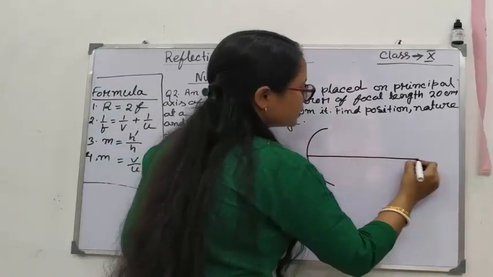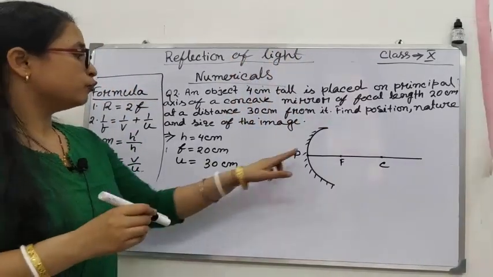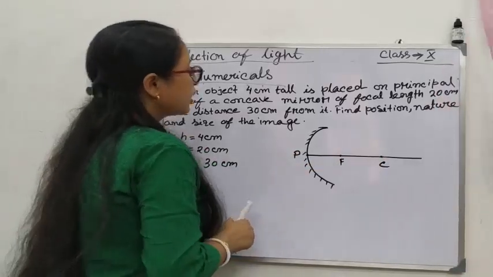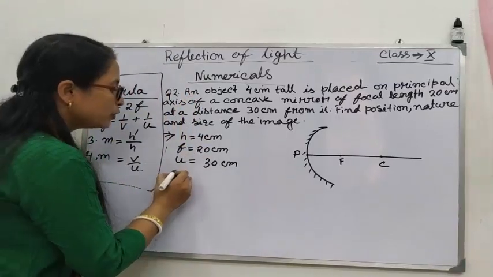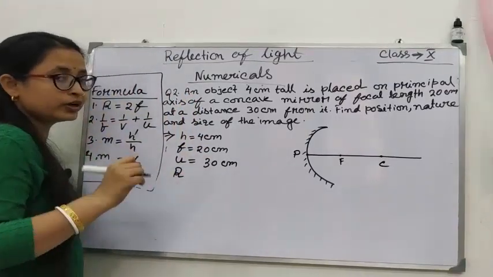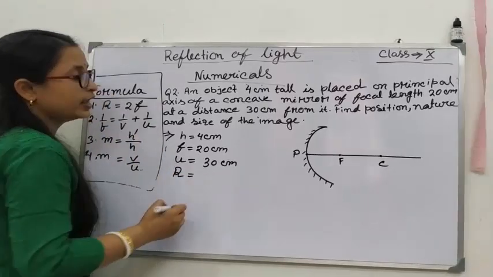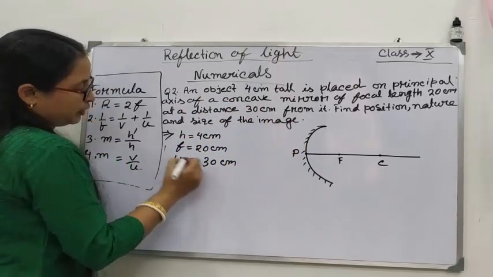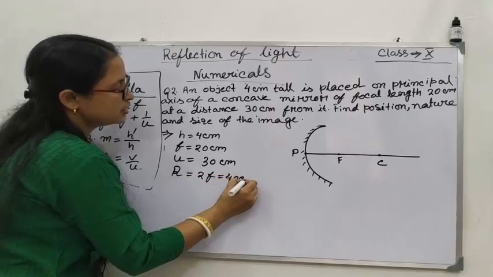Principal axis. Okay, now this is our concave mirror. Focal length is given, it is F, and this is C. So what is the focal length given? 20 centimeter. So what will be the radius of curvature? Now you may ask, why are you finding the radius of curvature, ma'am? Because it will help us to place the object at the right position. So R is equal to 2F, that means 40 centimeter.